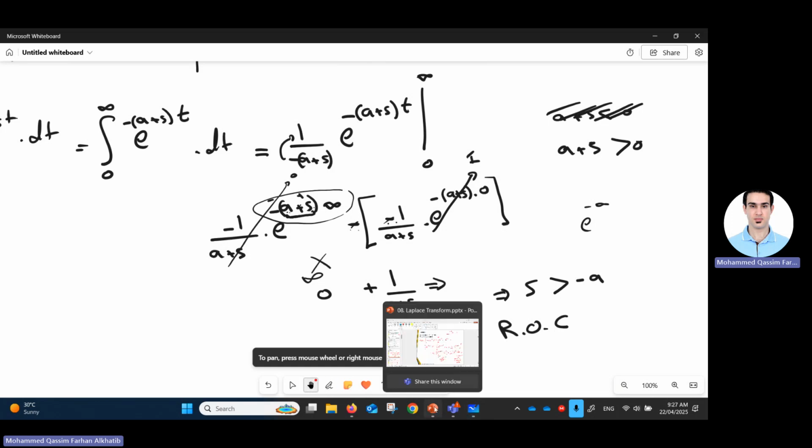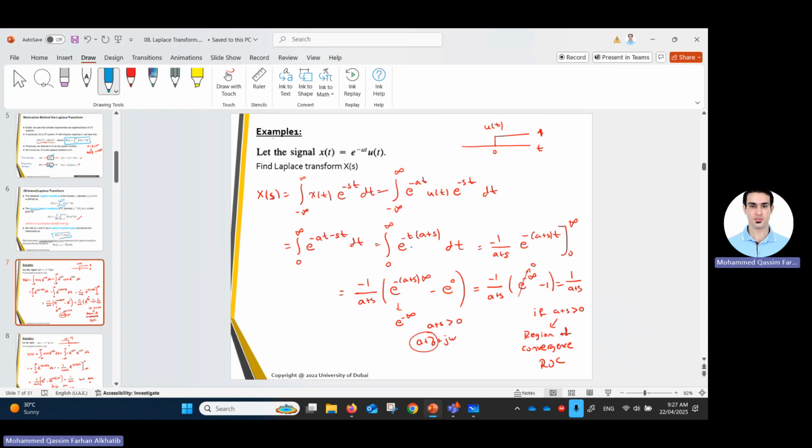All right, so I believe that's the solution. So here the result is 1 over a plus s. And this condition, a plus s is larger than 0, ensures this integration will go to 0 as t goes to negative infinity. So this is the region of convergence.